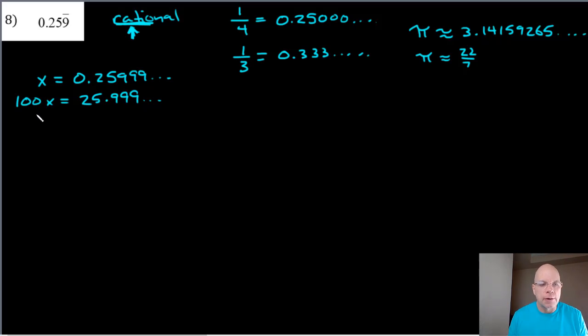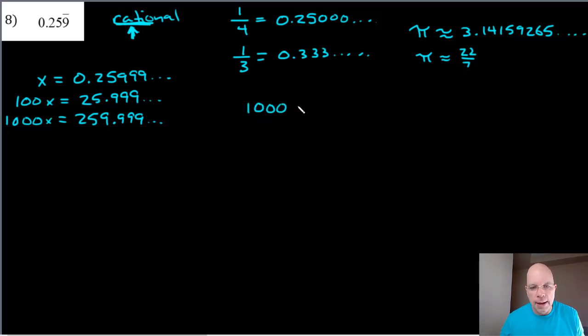Then I need some other expression of this decimal that moves another digit forward. So 1000x would be equal to 259.999, and we do that so that we can subtract away the infinite decimal portion of these numbers. And so I'll set that up over here.